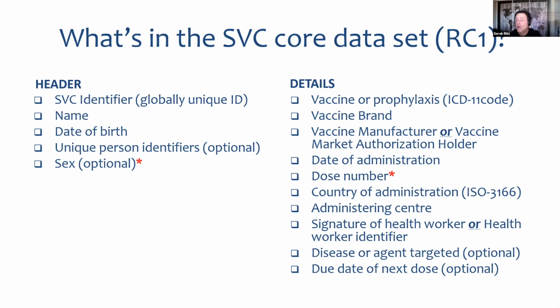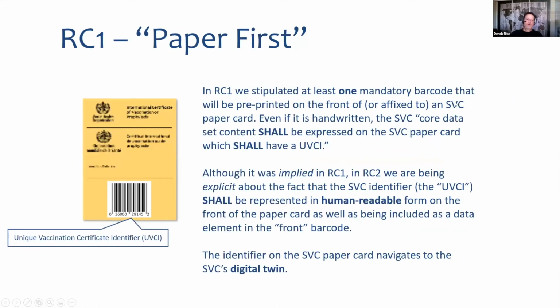When was the dose administered? What was the dose number? There's an asterisk there because we did get feedback that we're probably missing one field, and that is the total doses in the course. So we're looking at that as a change in our core data set. The country of the administration, where the place, the signature of the health worker on a paper card, for example, or some health worker identifier, the disease or agent that's targeted, that's optional, and the due date of the next dose, that's also optional. I mentioned the paper first approach.